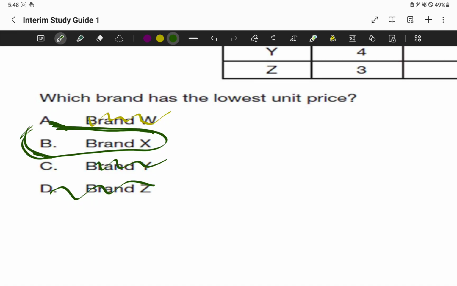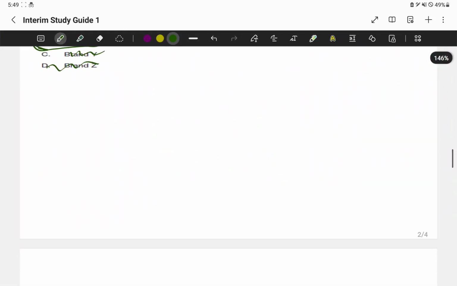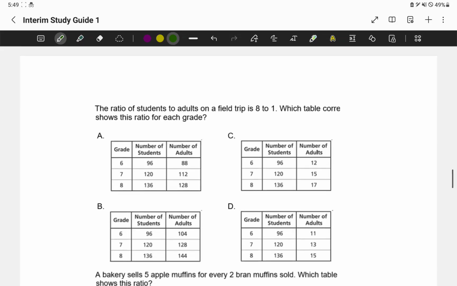You can see where the dead spot is on my tablet. There you go. All right. And so that's where I'll stop for this one. I'll pick up the next video here.